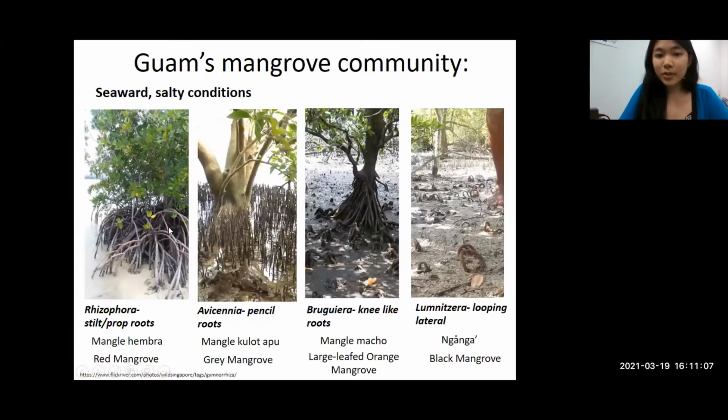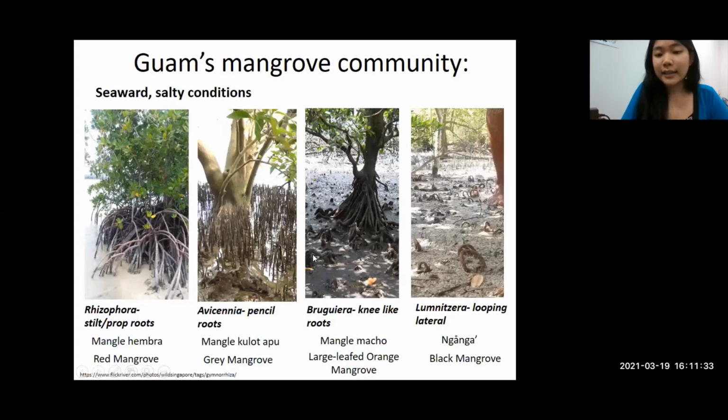Taking a closer look at what species we have here, our most seaward mangroves are those from the Rhizophora genus and Avicennia. They're really on the forefront most of the time. Rhizophora have these beautiful arching prop roots, kind of red. They're also known as the red mangrove. Avicennia have these pencil roots, sticking straight out of the ground like sharp pencils.